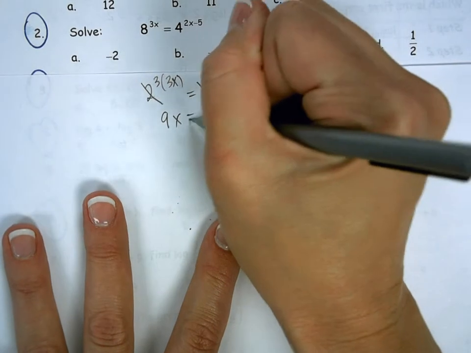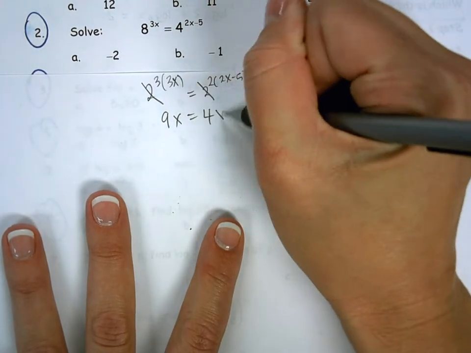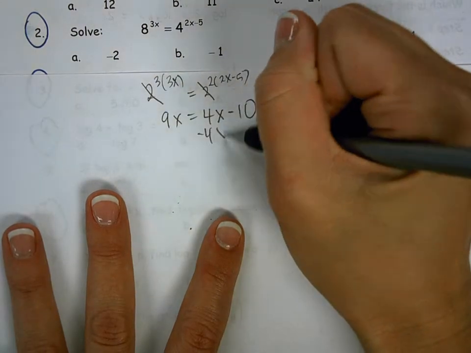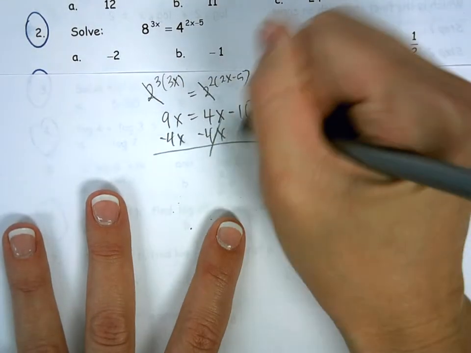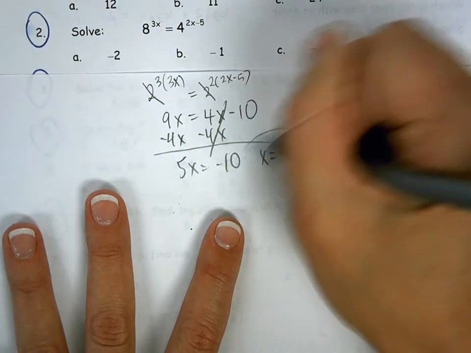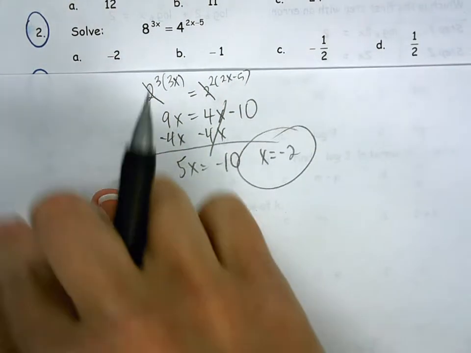So I have 9x equals, and we have 4x minus 10. We'd subtract 4x to both sides, and we get 5x equals negative 10, which means x will equal negative 2, and the answer is A.